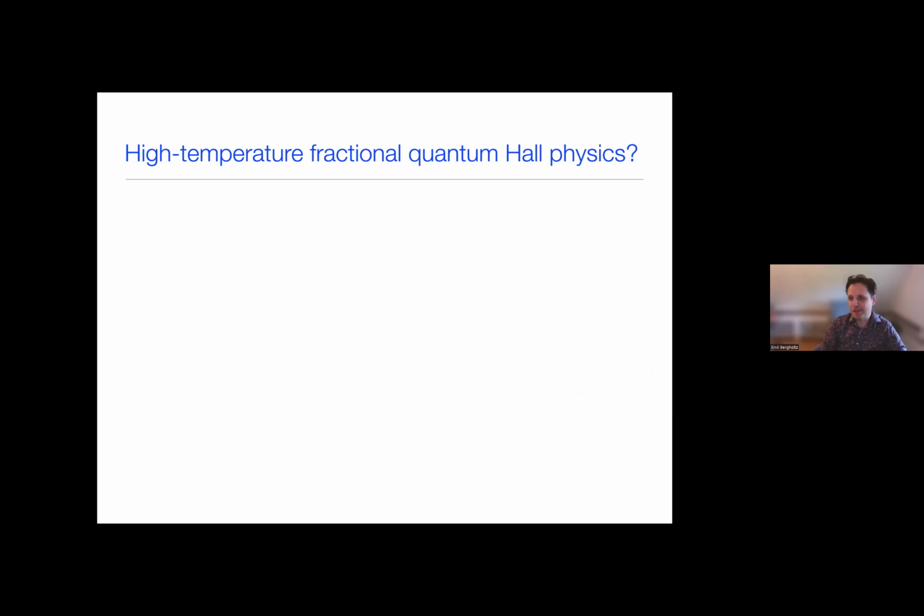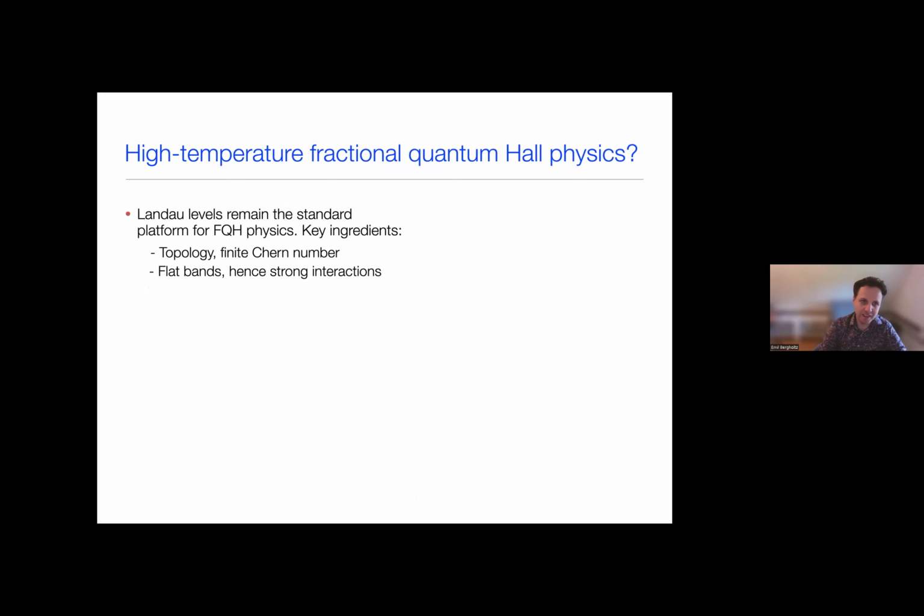So fractional Chern insulators are basically high temperature fractional quantum Hall states. And they have some other features as well. But let's go back to fractional quantum Hall effect. What is that? Well, it mainly occurs in Landau levels. Well, in graphene, you can see it also in strong magnetic fields, but that forms another type of Landau levels. So what do you need? What are the key ingredients? Well, you need topology, finite Chern number, and you need flat bands such that interactions can dominate.